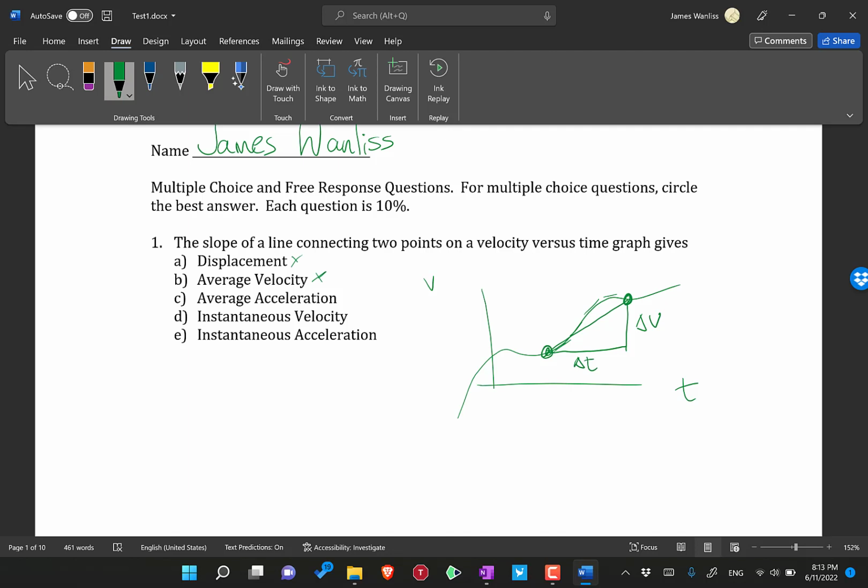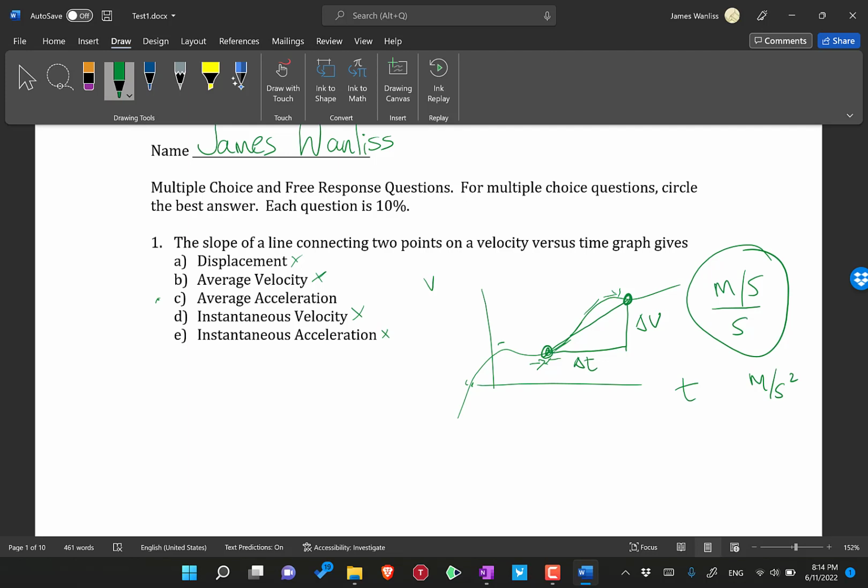So velocity divided by time, that's meters per second divided by second, that's the units. And those units would be meters per second squared. That's an acceleration. So it could be this one, C. Instantaneous velocity, no, we said no. Instantaneous acceleration, no, that would be exactly at this point, or exactly at any point along this curve. So it's not instantaneous acceleration. I always like to, if I don't know the answer exactly, eliminate, and in this case I've eliminated everything, so it's obviously going to be C.